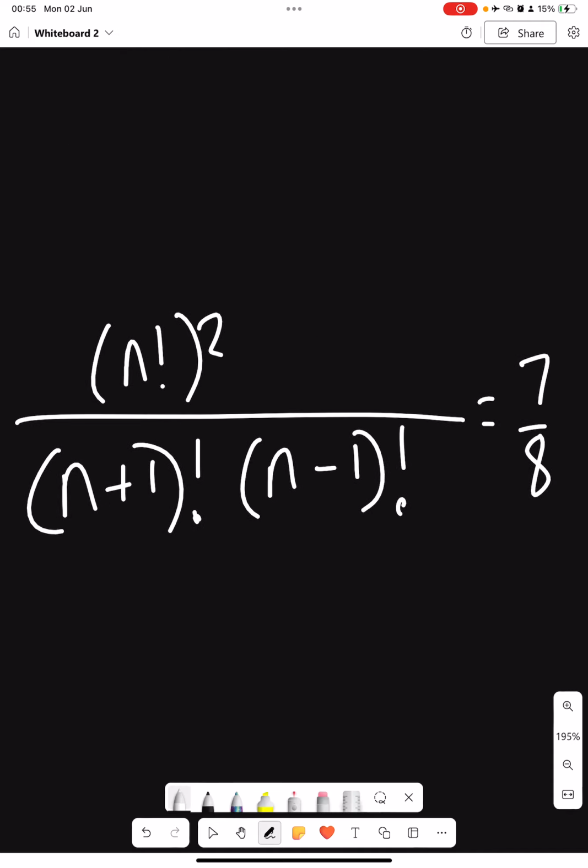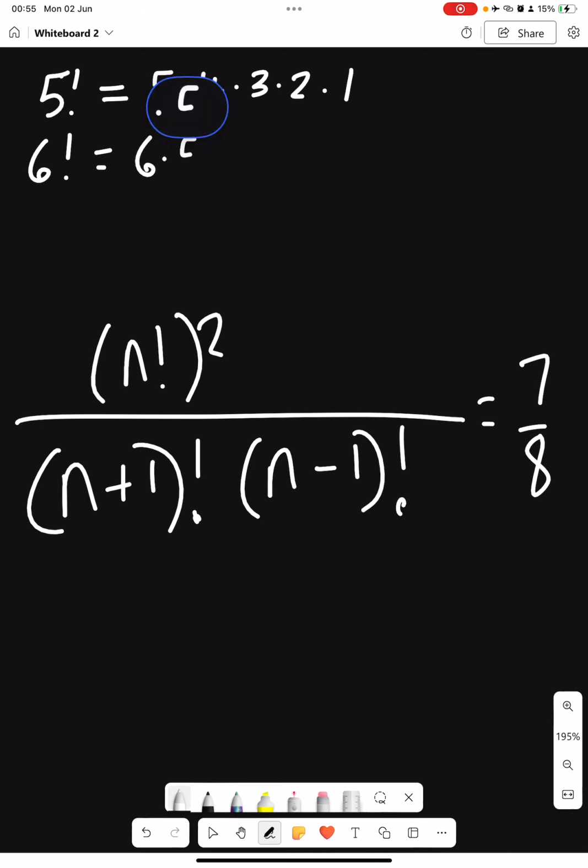So if I have 5 factorial, this basically means that 5 multiplied by 4 multiplied by 3 multiplied by 2 multiplied by 1. A factorial just simply means multiplying a whole number down to 1. If I have 6 factorial, this can be written as 6 multiplied by 5 multiplied by 4 multiplied by 3 by 2 then by 1. Alright, I'm sure now you can see how to do a factorial.